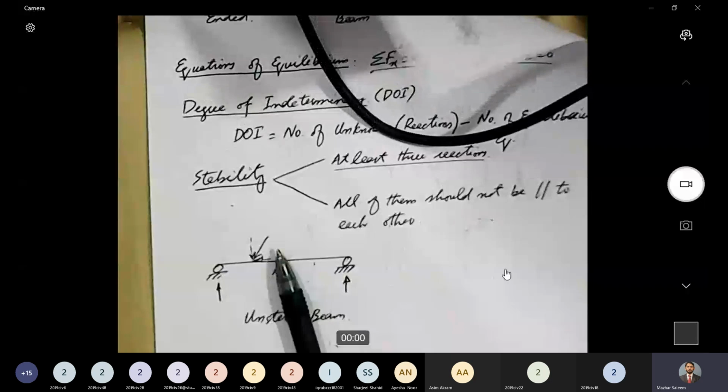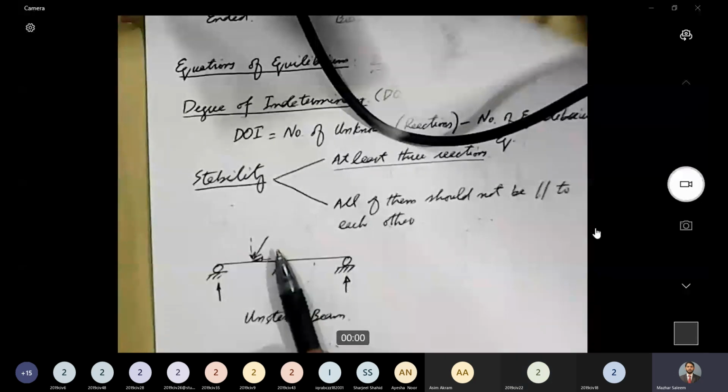Okay, is that clear? Anybody having any question about the stability or indeterminacy? Okay, roll number 22, please go ahead.